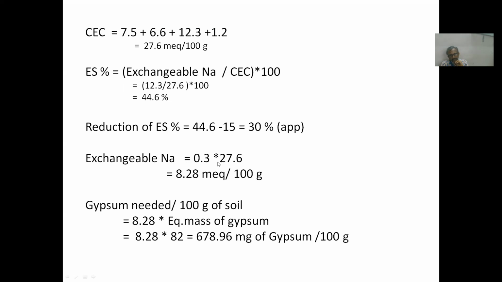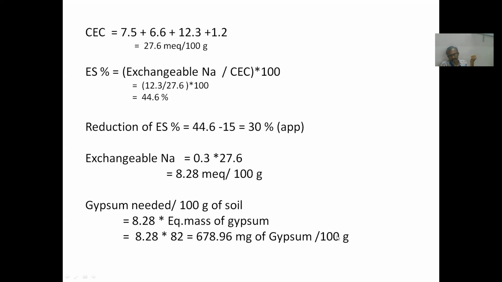If you are using calcium to remove this much charge, the equivalent weight of gypsum is 82. So 8.28 into 82 will give you 678.96 milligram of gypsum per 100 gram of soil. So this is for 100 gram of soil.